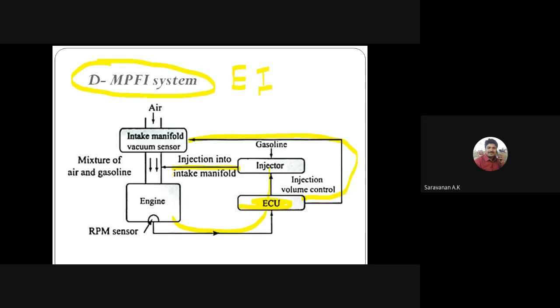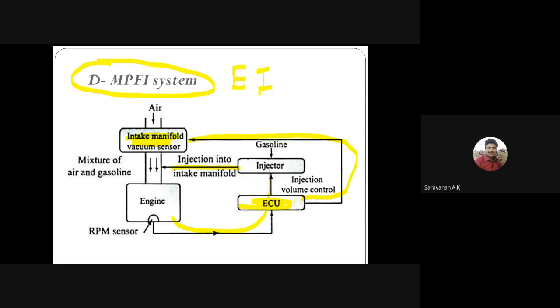In this type, the vacuum in the intake manifold is first sensed, and the data is sent to the ECU. Then the air enters the intake manifold. The manifold pressure is sensed, it detects the vacuum amount, and it sends the information to the ECU.